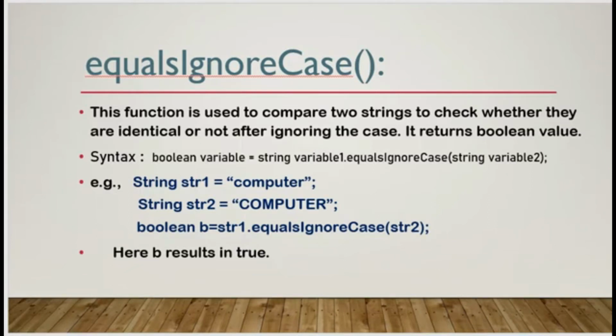So here we are comparing computer. The first string has all the characters in lowercase, and the second string str2 has the same value computer but all the characters in uppercase. So if we compare str1 with str2 using the function equalsIgnoreCase, it compares whether the two strings are equal or identical by ignoring their cases. So if we ignore the cases, both strings have an equal value.